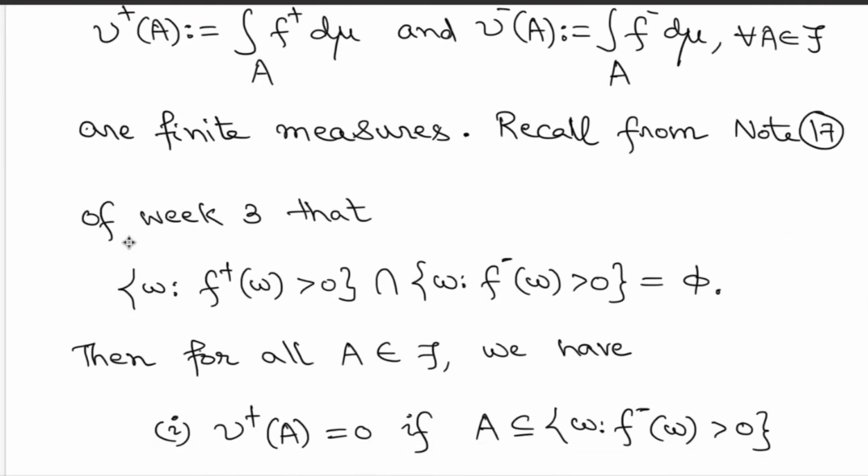But recall earlier that we had mentioned that these functions f plus and f minus cannot be simultaneously positive at a point. So the set of points omega such that f plus takes positive values and f minus takes positive values, that set is an empty set. So this was mentioned in note 17 of week 3.